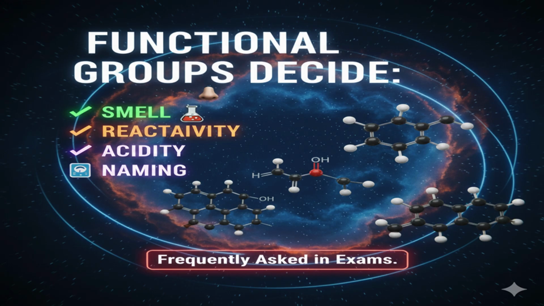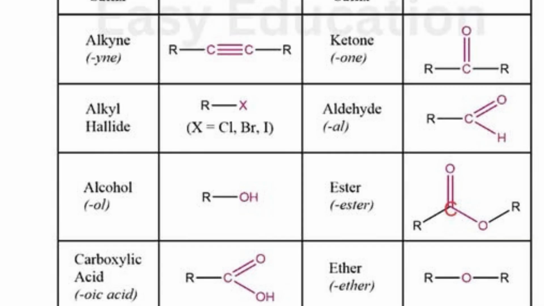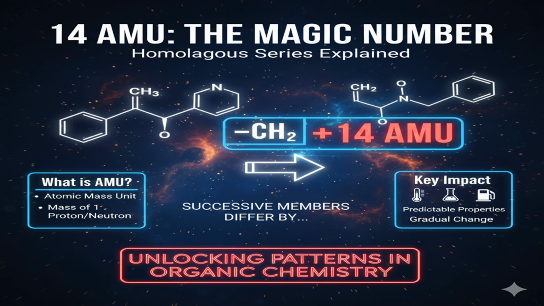Number 7. Homologous series. A homologous series is a family of compounds that have the same functional group and the same general formula. Successive compounds differ by CH2, with similar chemical properties and gradually increasing physical properties. Example, alcohol series: CH3OH methanol, C2H5OH ethanol, C3H7OH propanol. Each next member differs by CH2, which is 14 AMU.